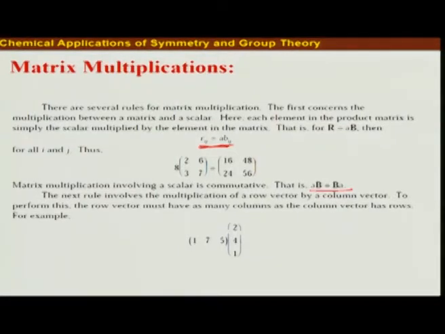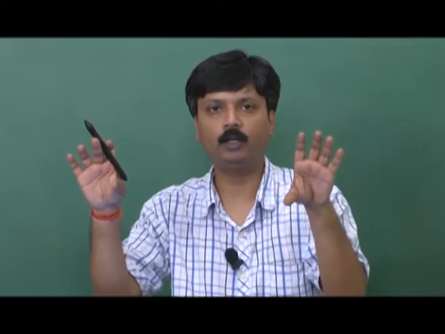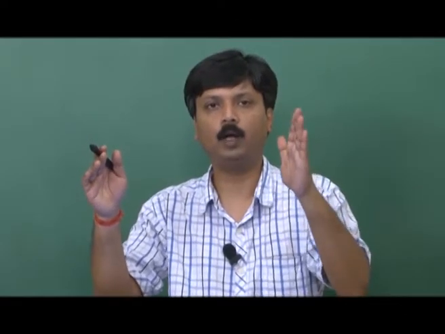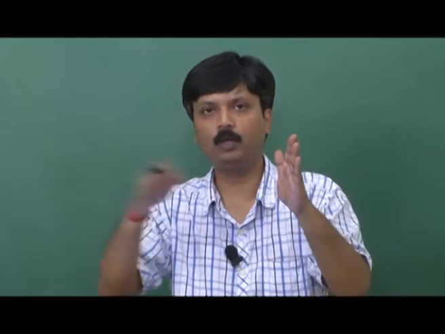Now the most important rule here is as follows. This rule involves the multiplication of a row vector by a column vector. To perform this, the row vector must have as many columns as the column vector has rows. If I take any row vector, it's just a row, and that is called a row vector. So you have one row and n number of columns. You don't have more than one row.